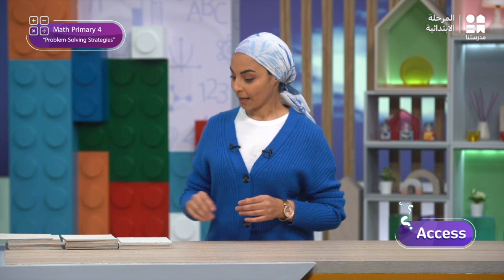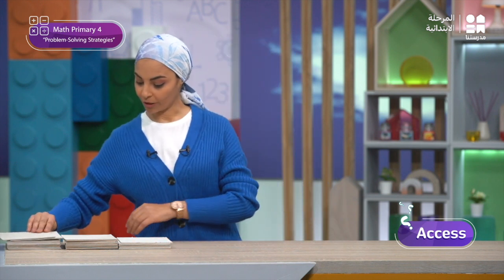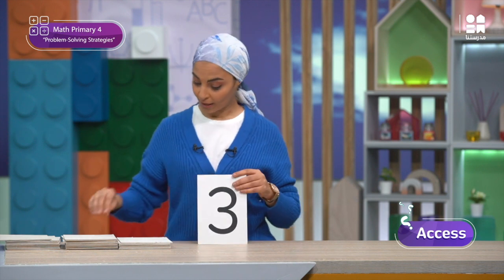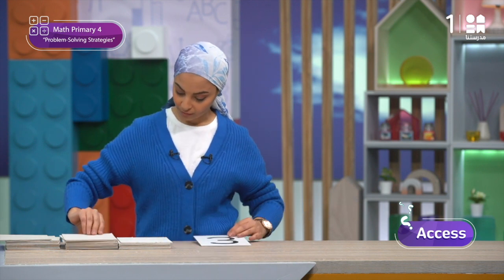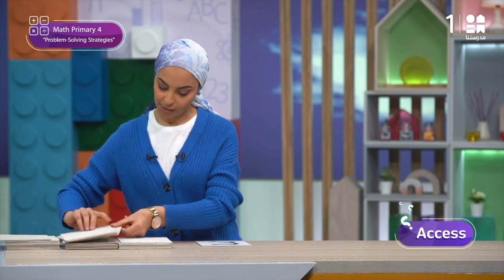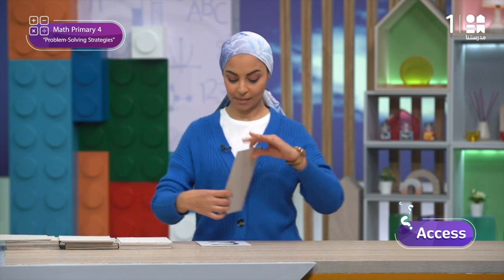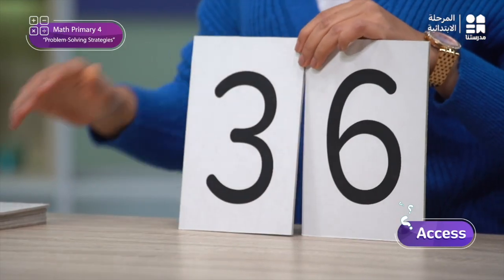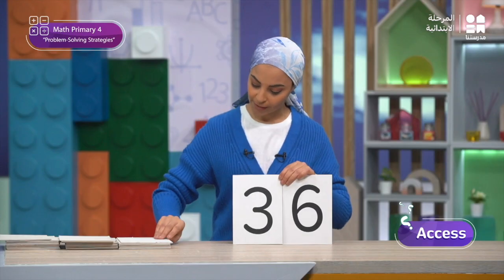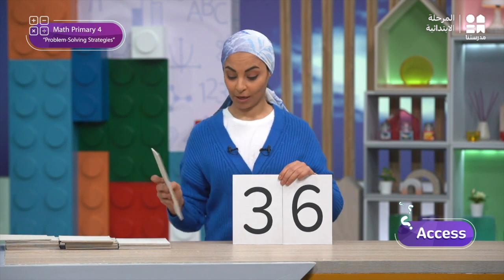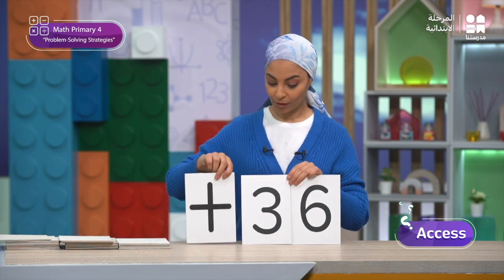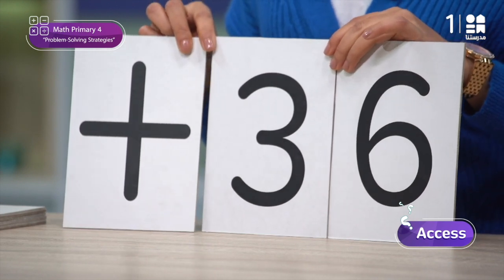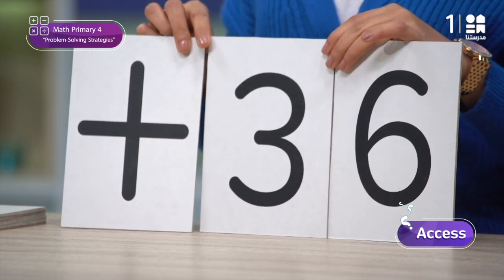Now, let's draw one card from these numbers. Okay, this is 3. Let's draw another card from this group. It will be, for example, 6. So here I have 3 and 6. Let's choose our symbol, which will be plus. Okay, so what should I do? Yes, first of all, I will go and write this problem on the board. Let's do it all together.